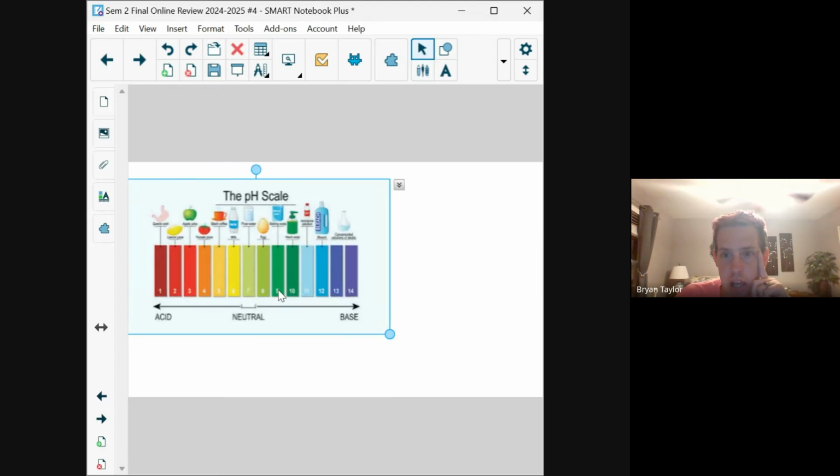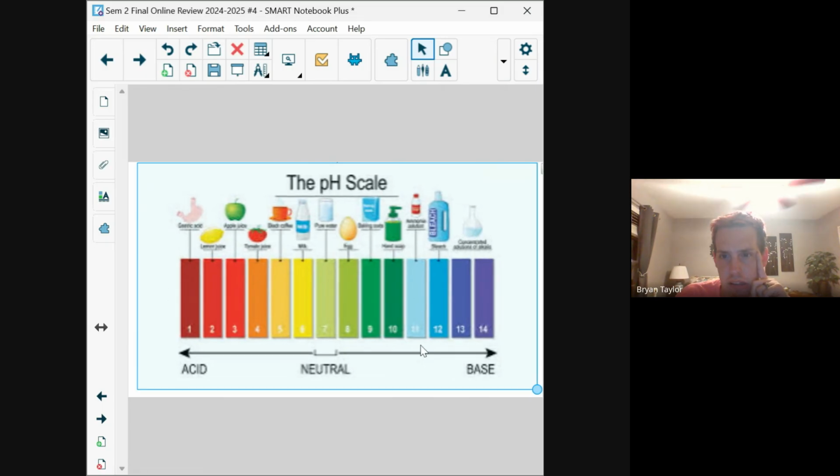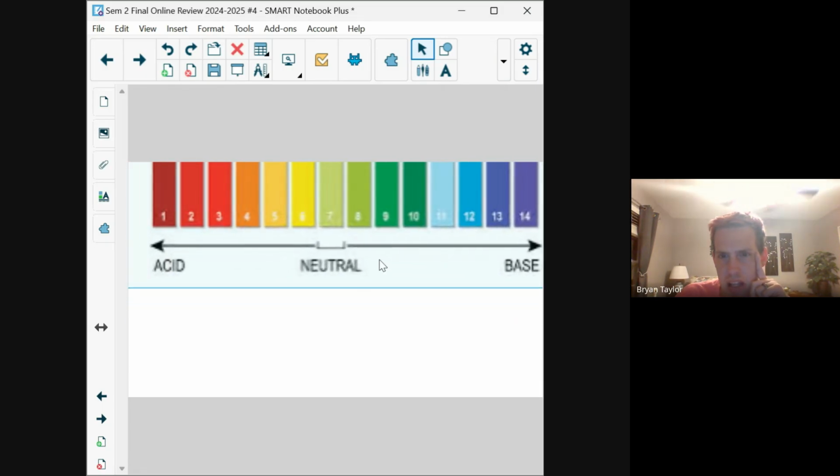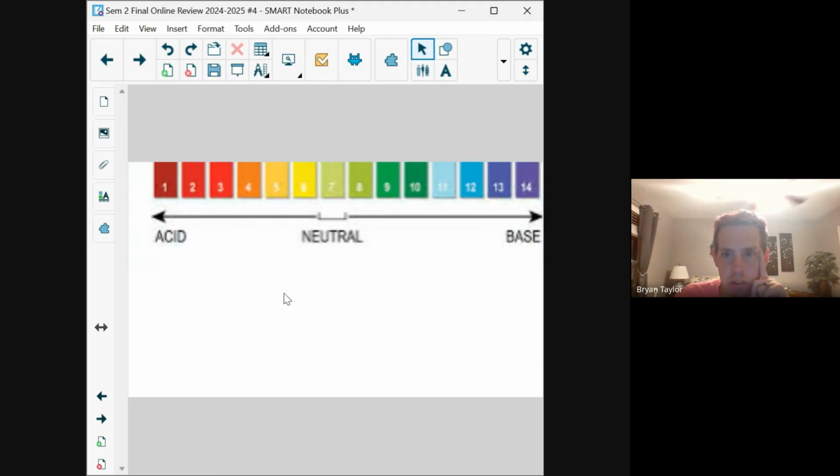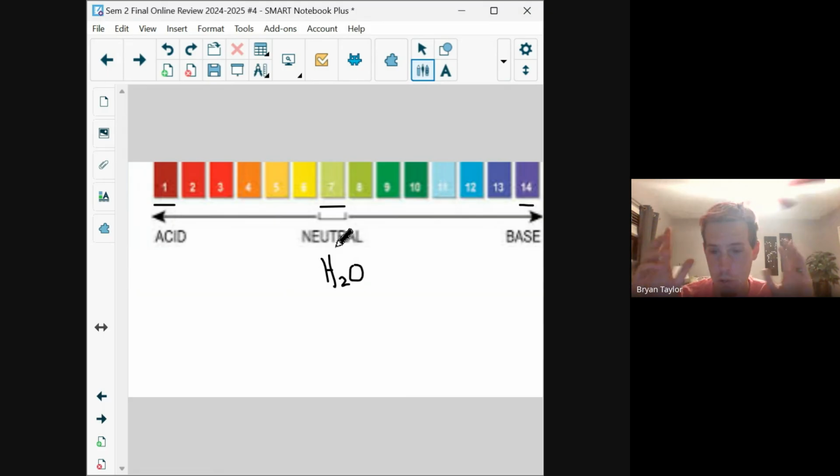So the pH scale, let me make it big, kind of goes like this. You got your 1 is an acid, 14 is a base, 7 is neutral, which is water. If you see alkaline water at the store, it's a big buzzword. You go to the water section, it'll say alkali water, alkaline water, any of these words. Alkaline means base.